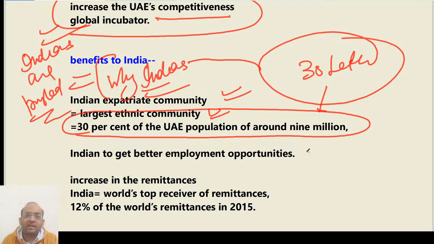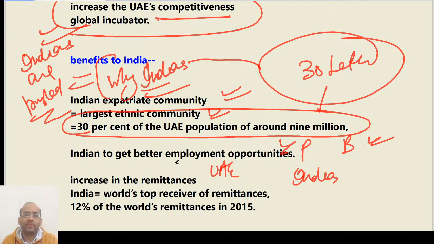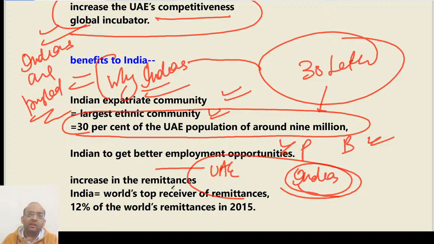Among their counterparts, see, there are Pakistani workers also there in UAE. There are Bangladeshi workers also there in UAE. But UAE people trust Indian people more than Pakistanis and Bangladeshis. That is why you would find that the UAE government would take certain steps to accommodate the Indian community in UAE.